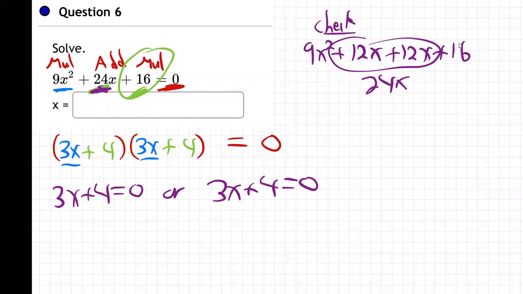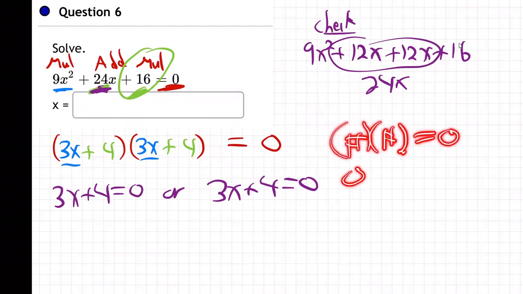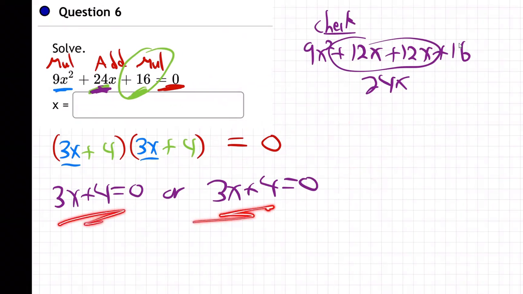Because if they multiply to equal 0, then either one could be 0 to make that true. You know that's true, right? If I said, hey guys and gals, I'm thinking of two numbers in my head, they multiply, and the answer comes out 0. What does that mean? The first one could be 0, or the second one could be 0, because 0 times anything is 0. If they're multiplying, see the parentheses, to equal 0, either one could be 0.